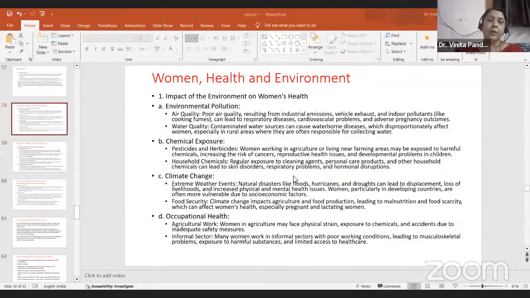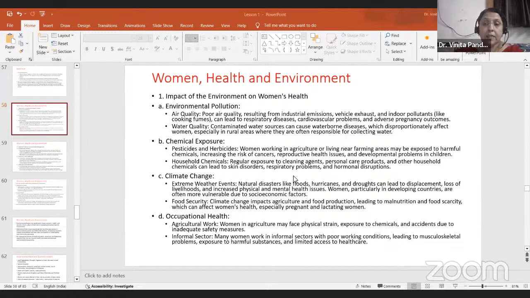exposure to any kind of chemicals while working on the fields, like pesticides, herbicides, household chemicals, and climate change, which is one of the very, very serious concerns that is going to impact women in a greater way. Of course, climate change impact is felt by everyone, but women become more serious victims of climate change because women are the primary caretakers of the family.